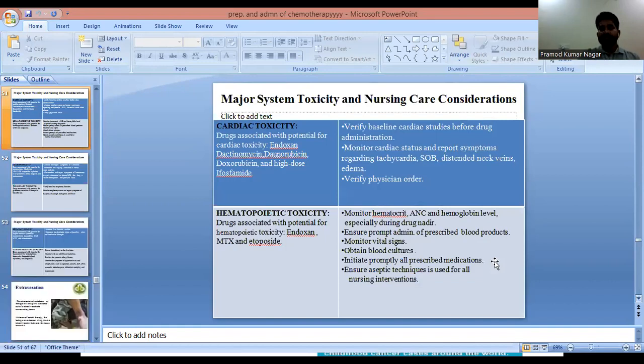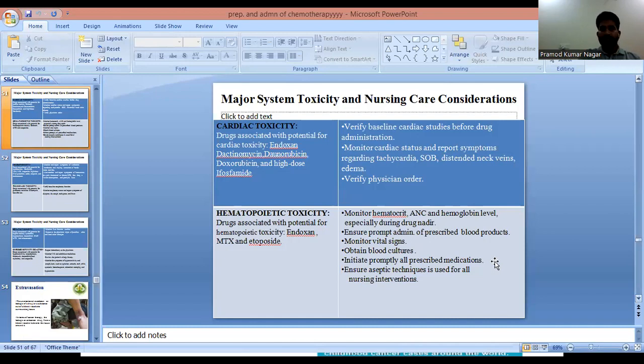In the major system toxicity and nursing considerations, I mostly consider the following systems. First is cardiac toxicity. Cardiac toxicity is associated with some chemotherapy medicines, especially cyclophosphamide, dactinomycin, daunorubicin, doxorubicin, and high-dose ifosfamide. When we administer this kind of medication, verify the baseline cardiac study before drug administration, and there should be cardiac clearance. Monitor cardiac status and report symptoms like tachycardia, shortness of breath, or chest pain, or verify the physician order if any is given.